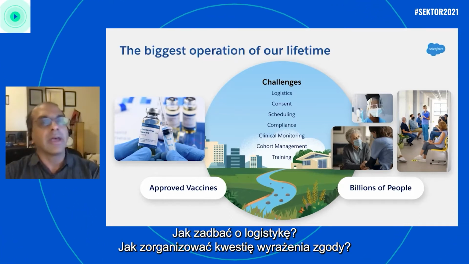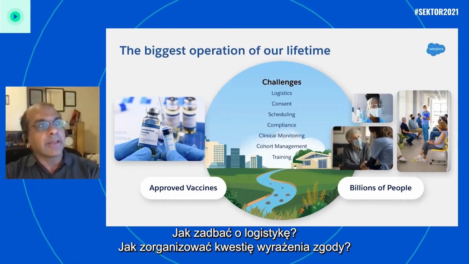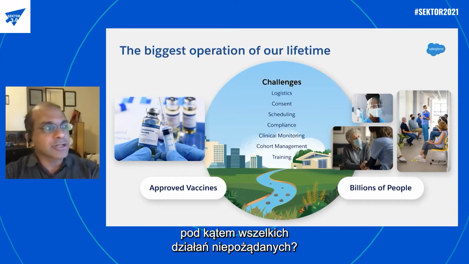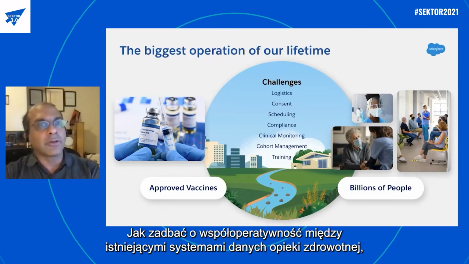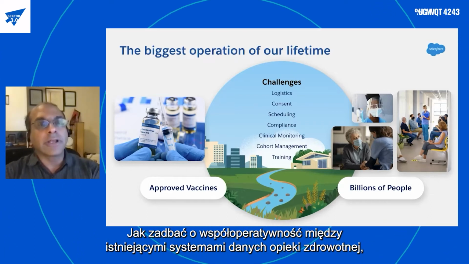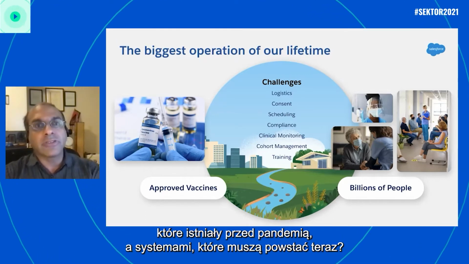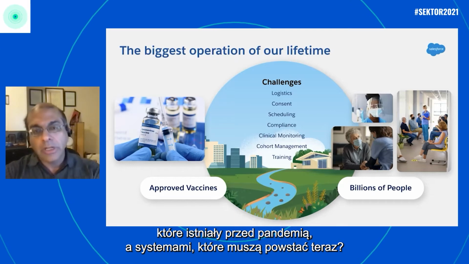How do we get logistics? How do we sort consent and scheduling? How do we make sure that we're monitoring people for any adverse reactions? How do we make sure that we have interoperability between whatever existing healthcare data systems there were before the pandemic and whatever systems need to exist now?